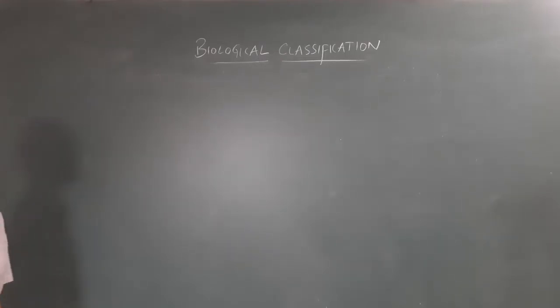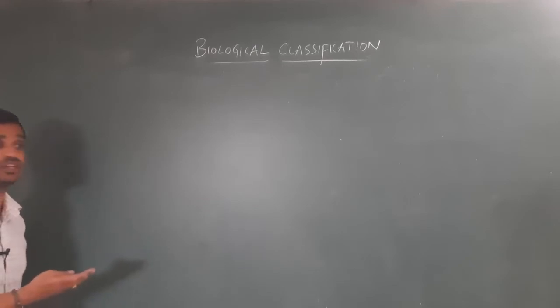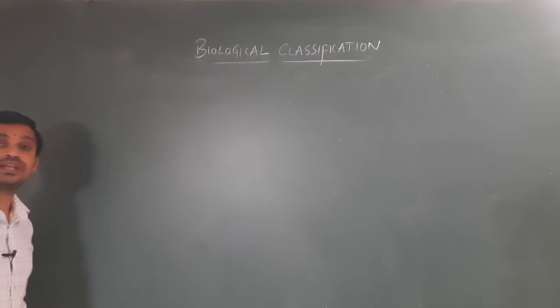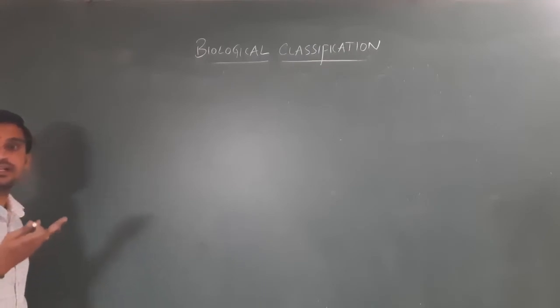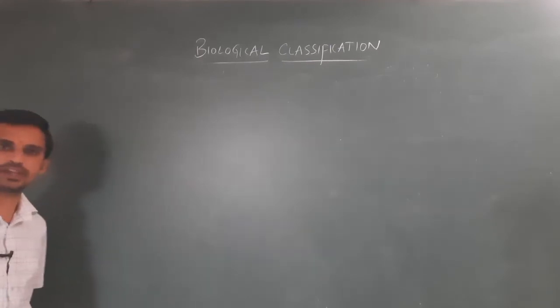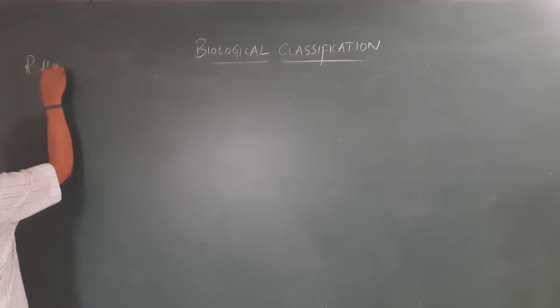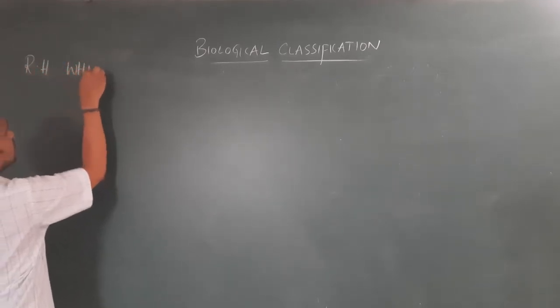In the last class we discussed the Linnaeus classification. Now we are going to discuss R.H. Whittaker classification. You may ask why R.H. Whittaker classification came into existence. You know that there are mainly three limitations of the Linnaeus classification. Because of those limitations, R.H. Whittaker classification came into existence.